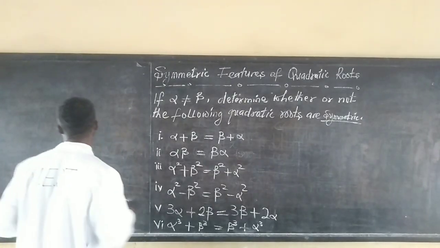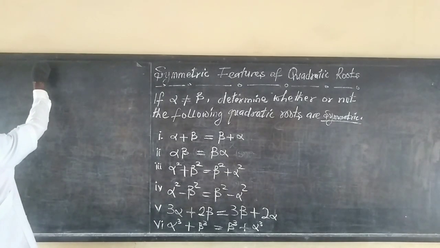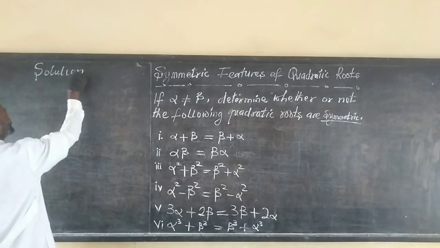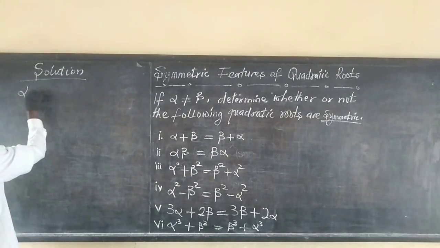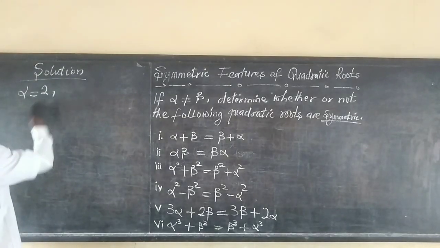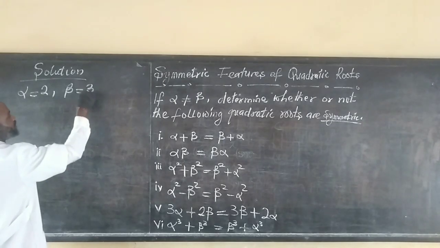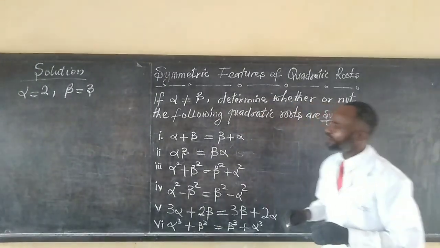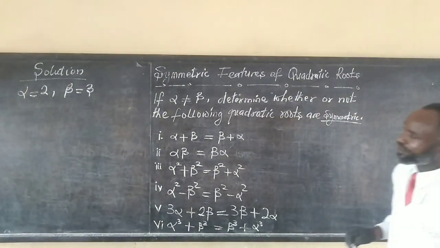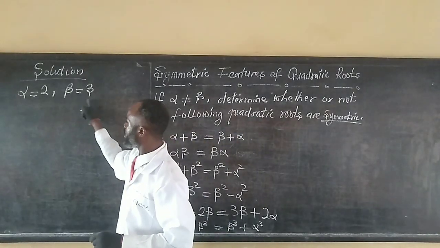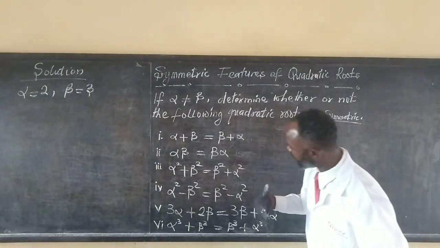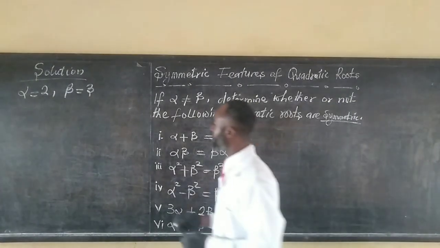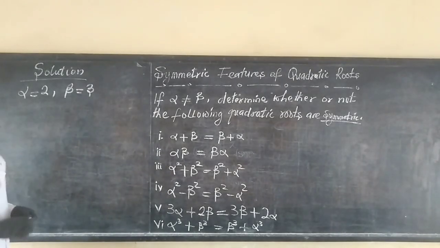So let's begin. If we start by just assigning, let our alpha be given as 2 and beta be 3, that's at least small numbers for easy manipulation, right? So we have assigned alpha 2 and then beta 3. Let's see if we can determine whether this is symmetric or not. We start with question number 1, or feature number 1.